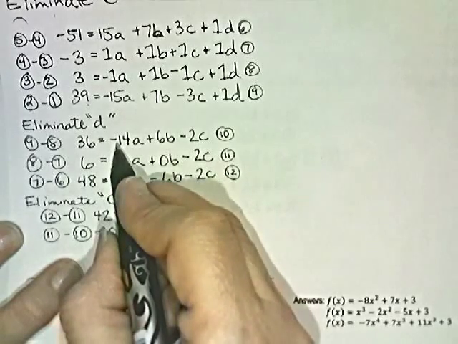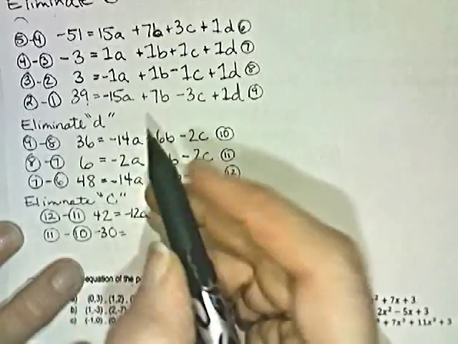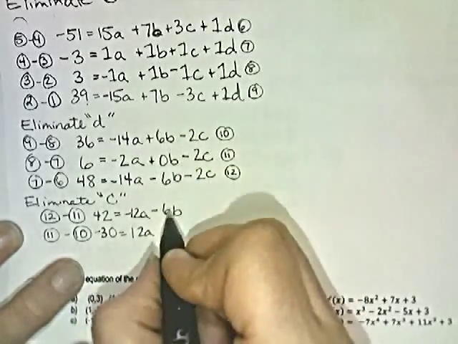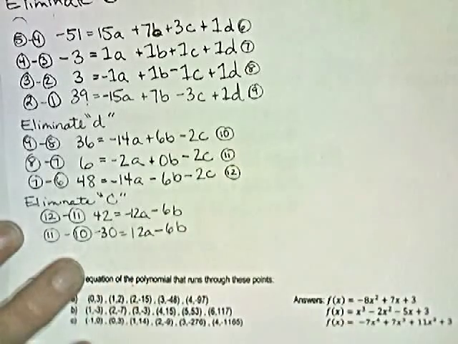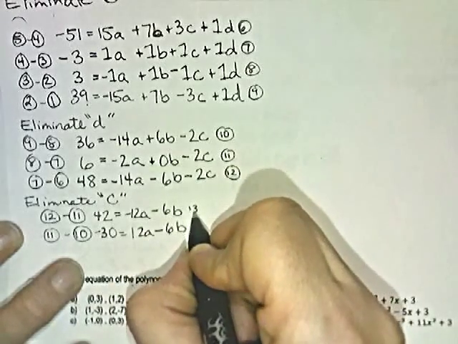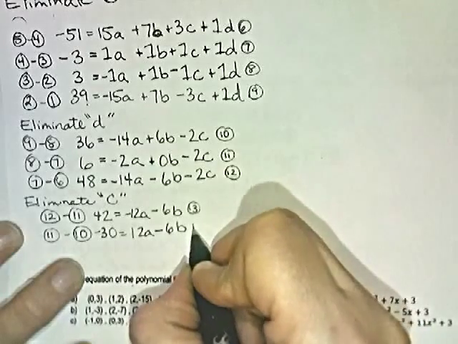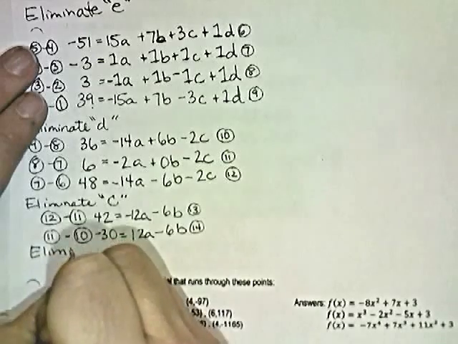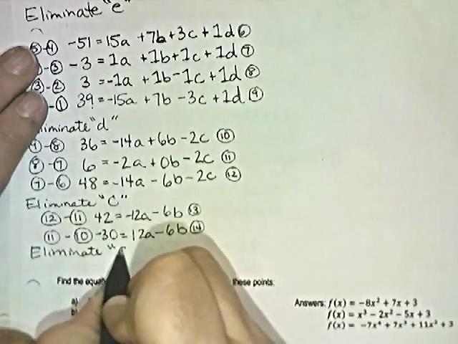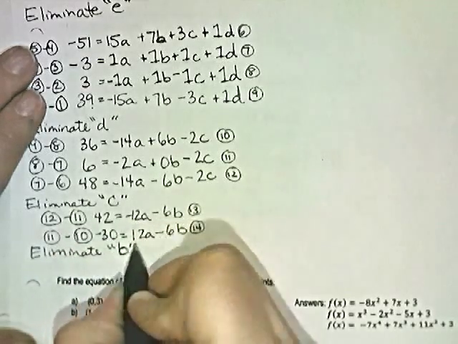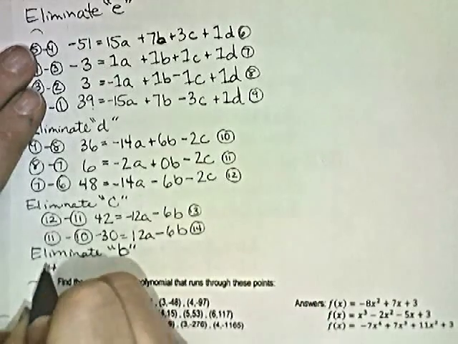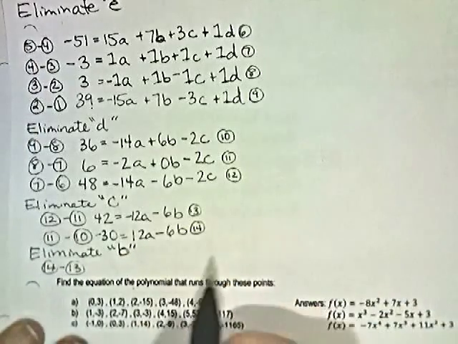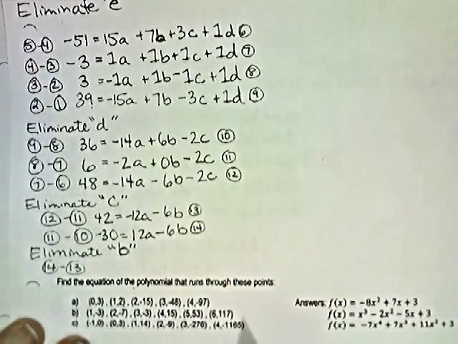2 minus a minus 14, so negative 2 plus 14 for a positive 12a. 0b's minus 6b's for negative 6b's. And finally, I will label that 13 and 14 for my equations. And I finally get to eliminate that last b variable by subtracting my 14th equation from my 13th equation. Sorry, other way around, 13th from 14th.